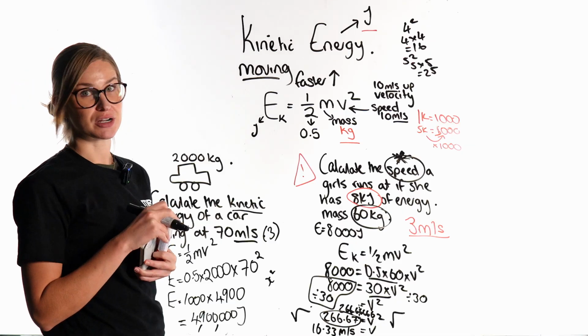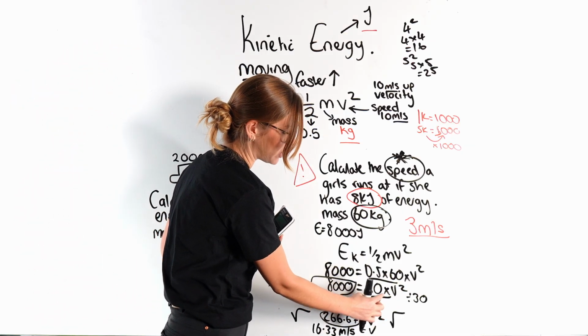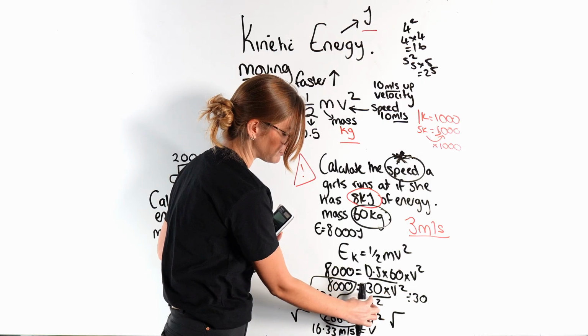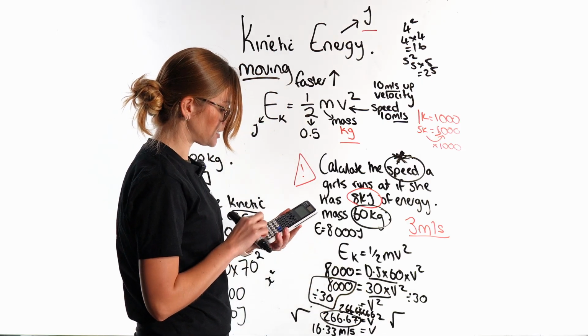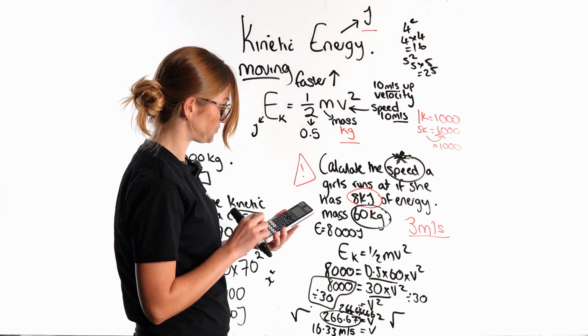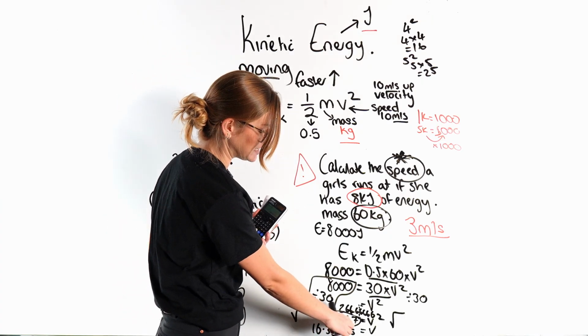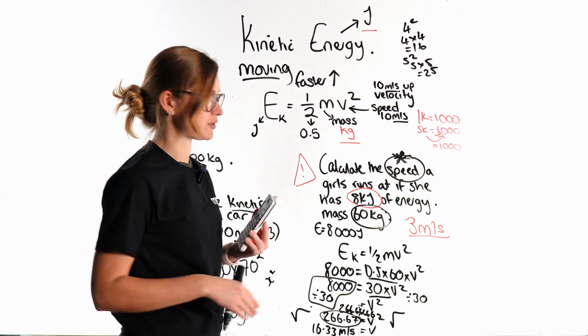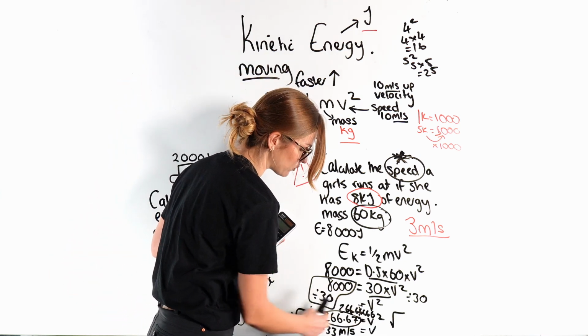But yeah, remember, we break it down. We did a half of 60 first to get 30. And then we think, how do we get rid of that 30? The opposite of multiplying is dividing. What we did to one side, we did to the other. So what we did again was 8,000 divided by 30, we got 266.67, because we have to round up. We're not finished because that's v squared. To get v, we take the square root of both sides.